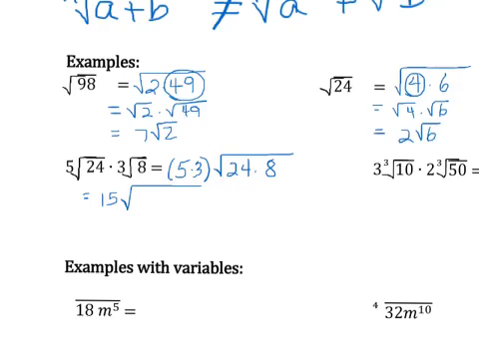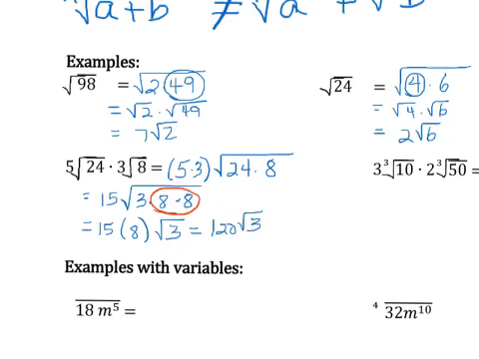I know that 24 is the same as 3 times 8, so I'm going to rewrite 24 as 3 times 8. And there I have my matched pair of numbers in this 8. So that's what I'm going to take out. But I still have to keep my 15. So I've got 15 times 8 times the square root of 3. And that leaves me 120 times the square root of 3.